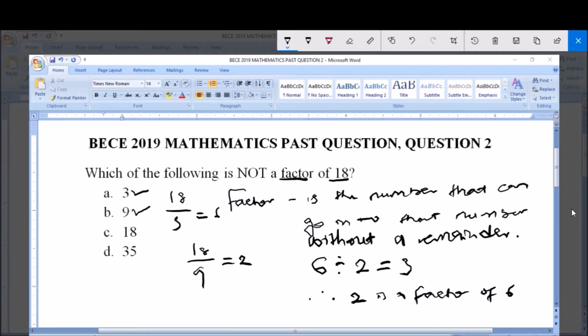Now C here says 18. 18 divided by 18 will give us 1 without a remainder. So therefore, 18 is a factor of 18, because 18 times 1 will give us 18.